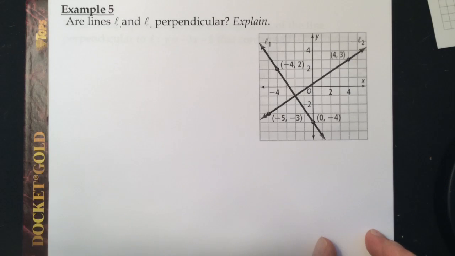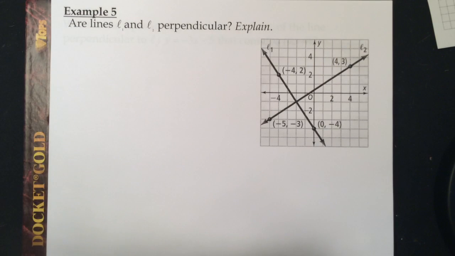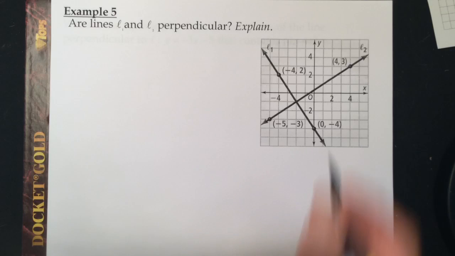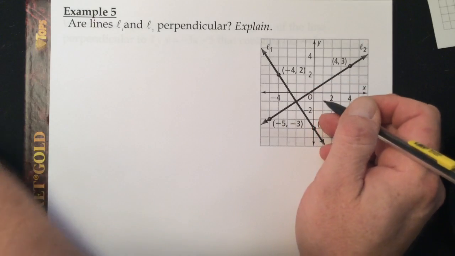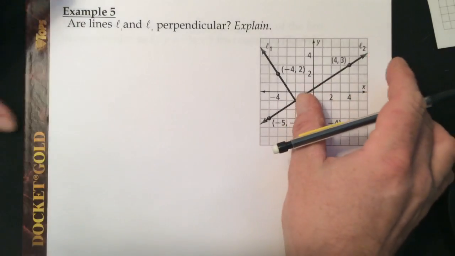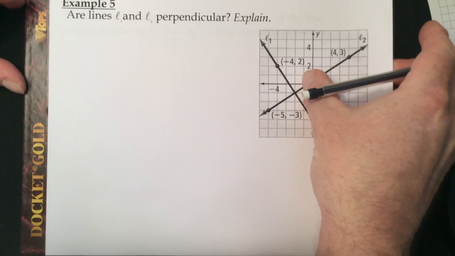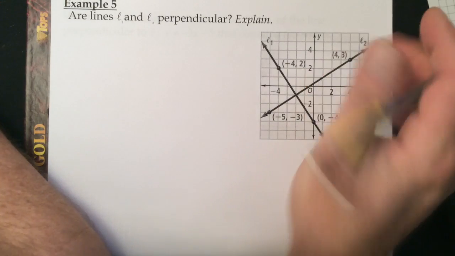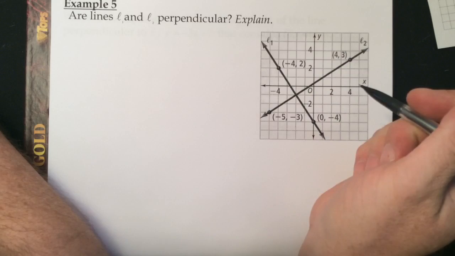Example 5. Here in example 5, kind of like example 3, you use what you know about slope and perpendicular lines to determine how two lines relate to each other. Are lines 1 and 2 perpendicular? Explain. Here we've got two lines again. We're trying to see if they're perpendicular, so all we need to do is look at their slopes. We don't really need to actually come up with the equations of their lines.